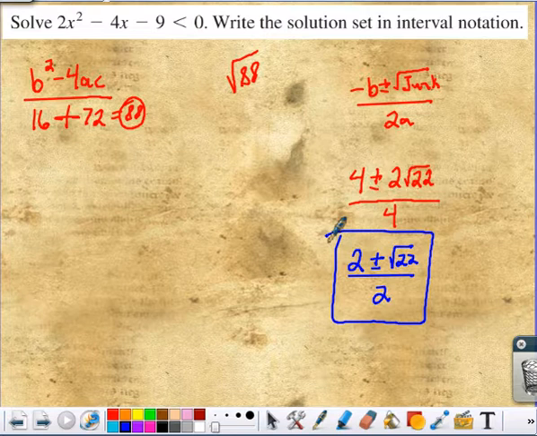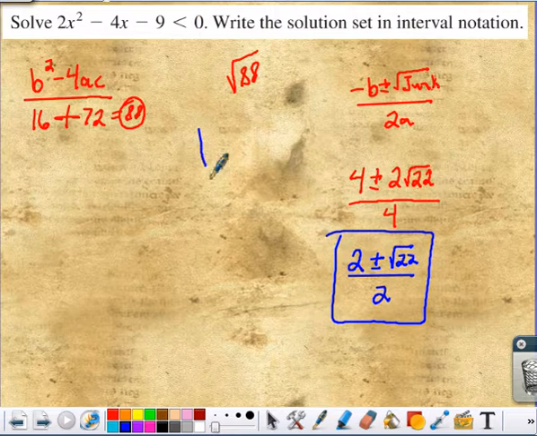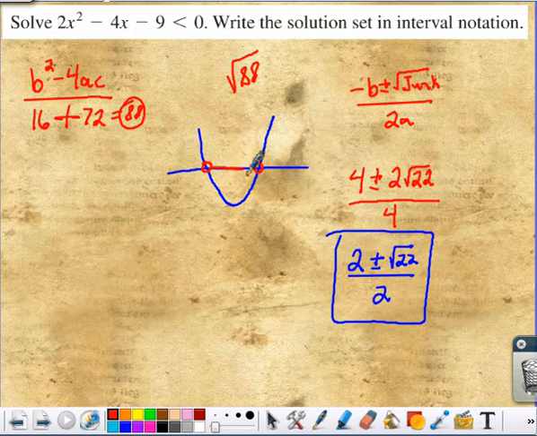So, let's see what we have. You have a parabola less than 0. Where's my parabola less than the x-axis? Does everybody understand where that's going to be? From here to here. The middle is where it's below. My parabola is below the x-axis everywhere from here to here. Okay, there's your 2 answers.